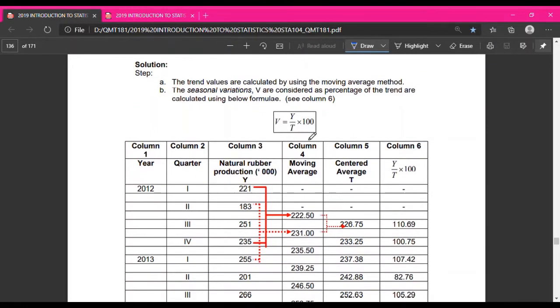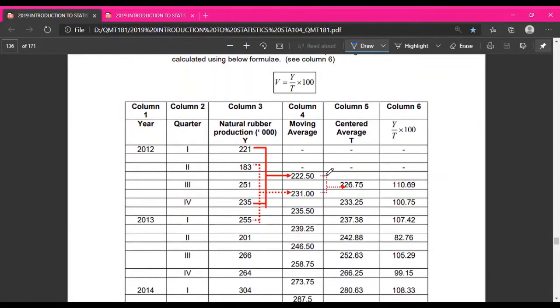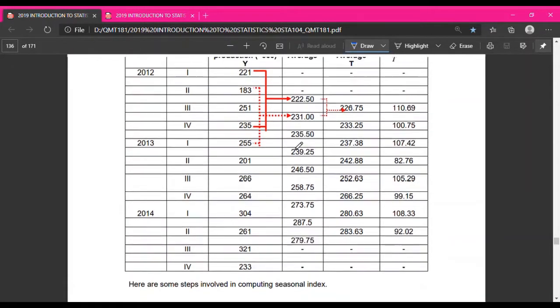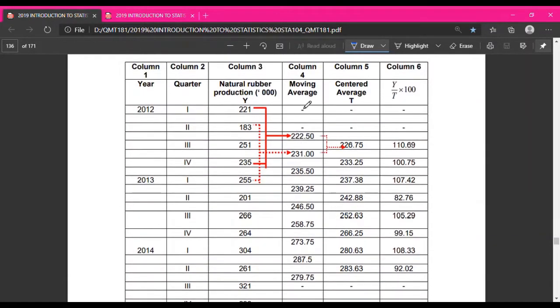So this is the first step. First, arrange the original table into this table. We will have 3 columns here: year, quarter, and our variable Y, which is the natural rubber production. The fourth and fifth columns are where we find the trend or moving average. Here we use the 4 period moving average.